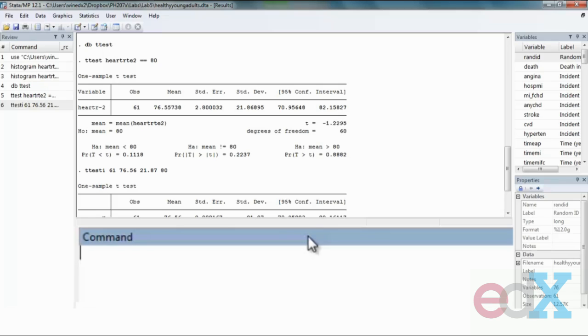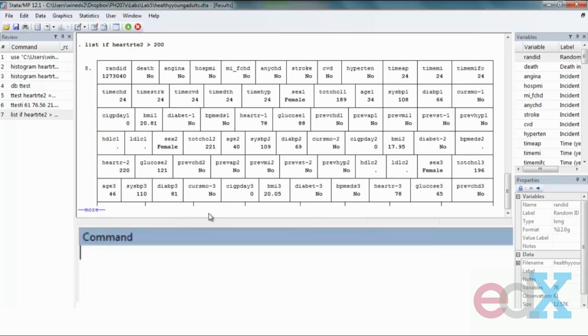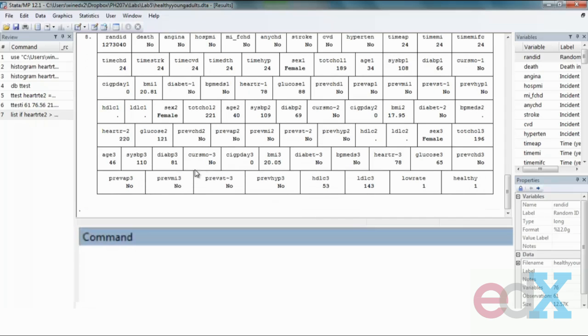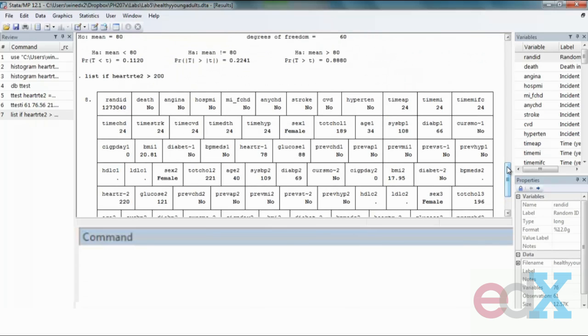Now let's look at the outlier in our data set. You can do that by typing list if heart rate is greater than 200. And you'll see I get all this information for the healthy young adult in our population that had a heart rate greater than 200. And looking at this study participant, if we look through all of her data, she looks really healthy. She has no red flags. She never really deviates from her healthy status throughout the study period. She never has any major cardiovascular events, but she has this ridiculously high heart rate at exam 2.